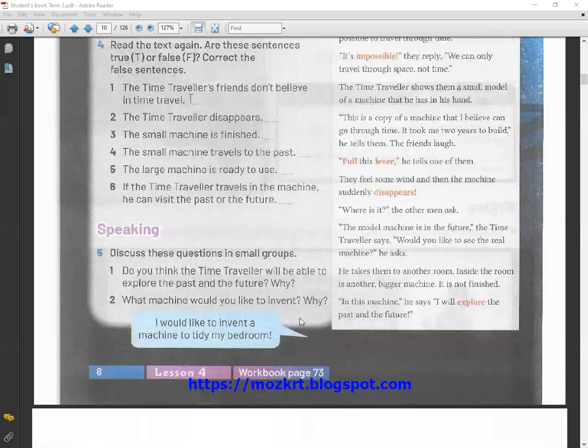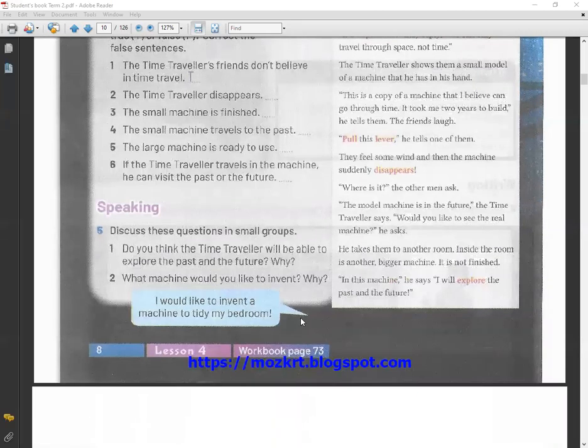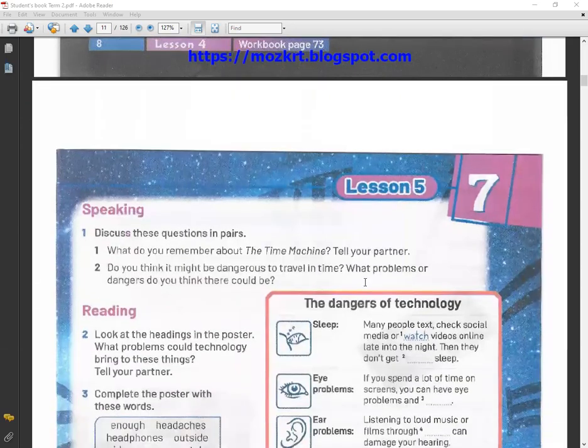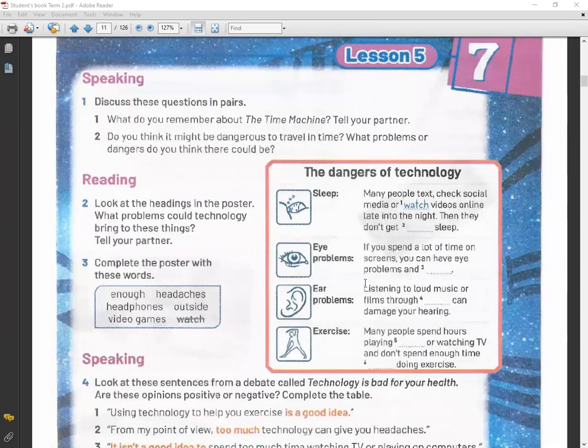Now, in a speaking exercise, discuss these questions in small groups related to what we read. Lesson 5. We have some problems, some dangers of using technology. Here, there is a poster about some dangers related to sleep, eye problems, ear problems, and exercise. Let's read them together. Related to sleep, many people check social media or watch videos online late into the night. Then they don't get enough sleep.